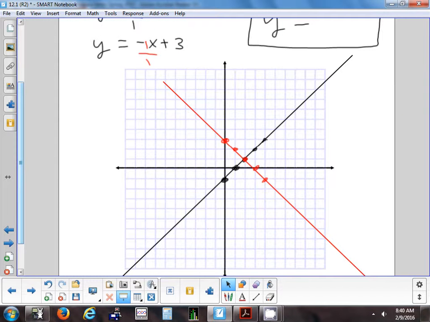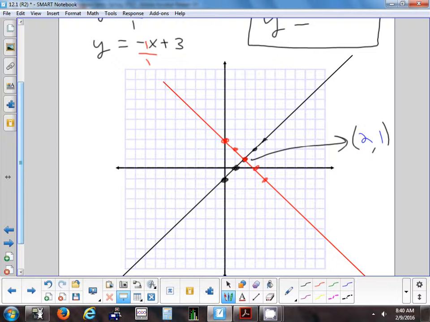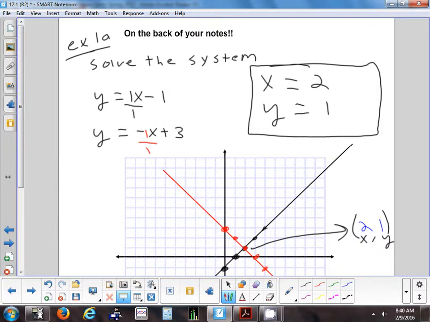And now, anybody think they can tell me the coordinate where those cross? Yep. Your markers aren't in the right slots and it's bugging me. Yeah, where do those cross? They cross at 2, 1. 2, 1. Thank you. Sorry. Which one is x and which one is y here? 2 is x, 1 is y. So x is 2, y is 1.